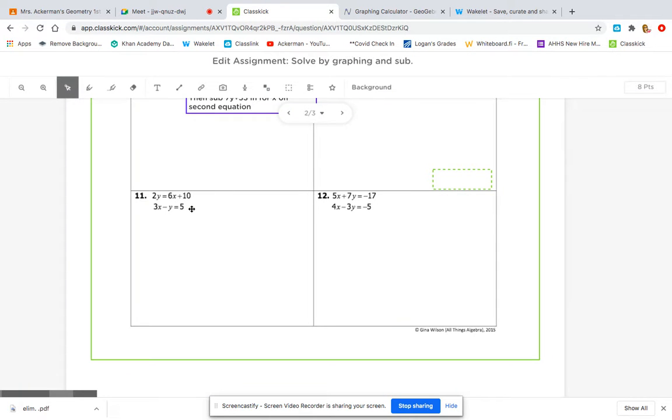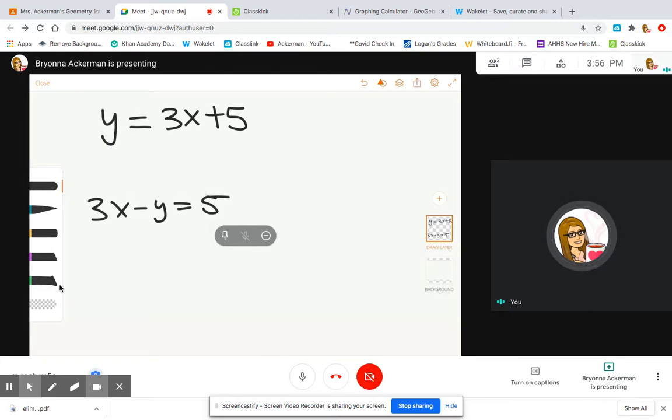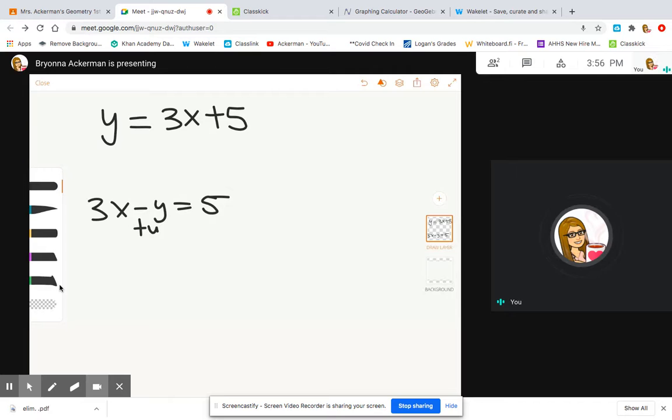And then the second problem is 3x minus y equals 5, okay? And so now I want to say, okay, let's change the second one into y equals. So I'm going to add y to both sides because I don't like negative y's. And so I'm going to get 3x equals 5 plus y. And then I'm going to subtract 5 from both sides.